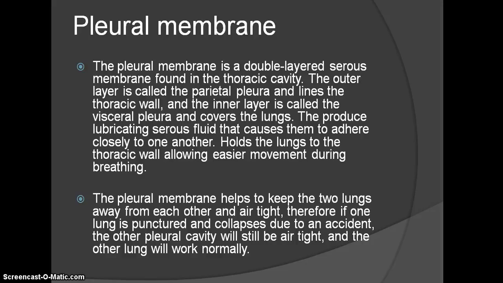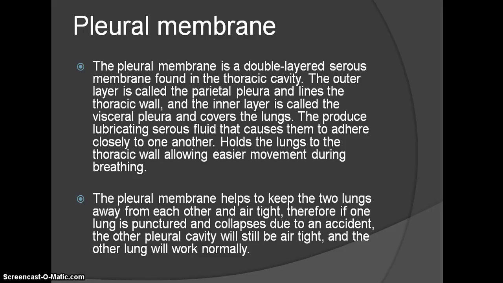The pleural membrane is a double-layered serous membrane found in the thoracic cavity, which we'll talk about later. The outer layer is called the parietal pleura and lines the thoracic wall, and the inner layer is called the visceral pleura and covers the lungs. They produce lubricating serous fluid that causes them to adhere closer to one another. This holds the lungs to the thoracic wall, allowing easier movement during breathing.